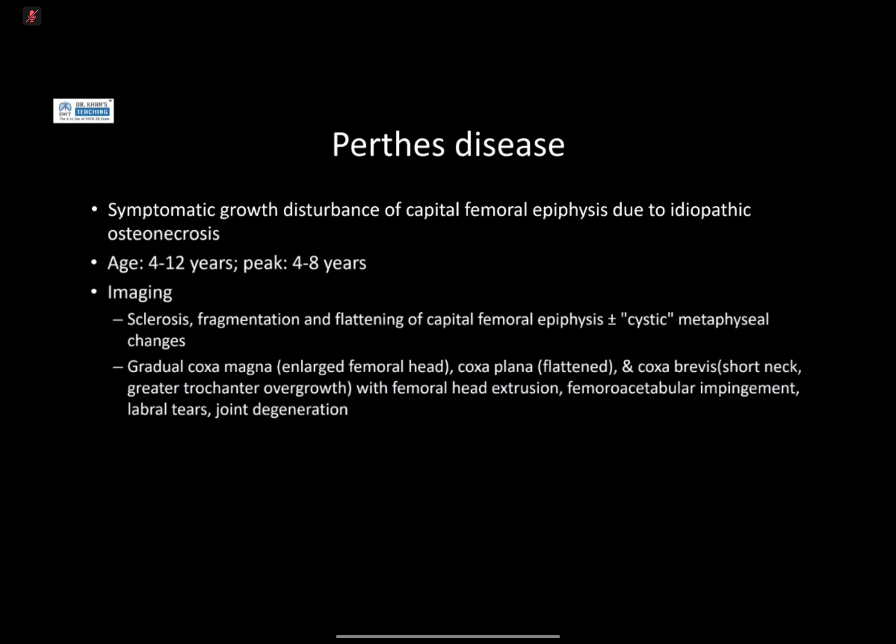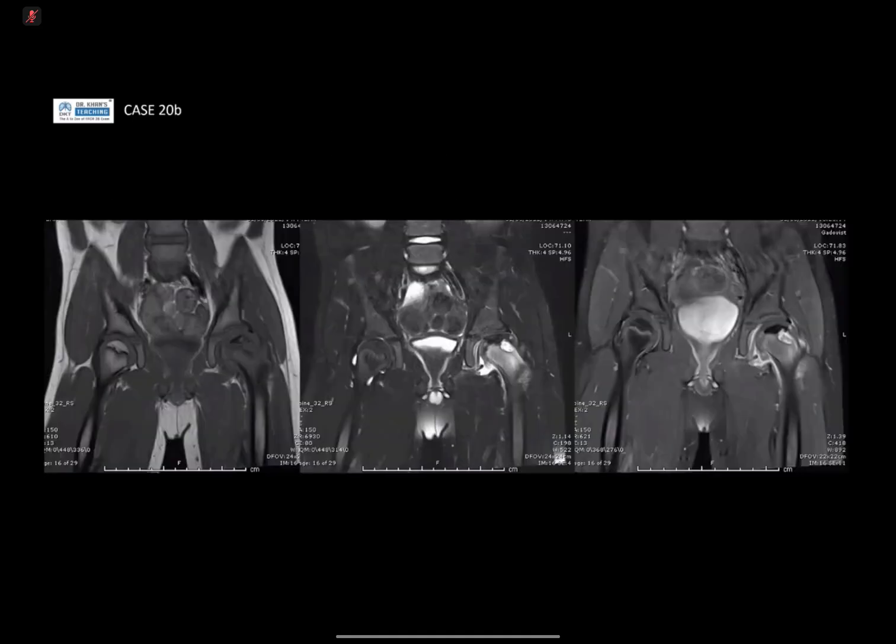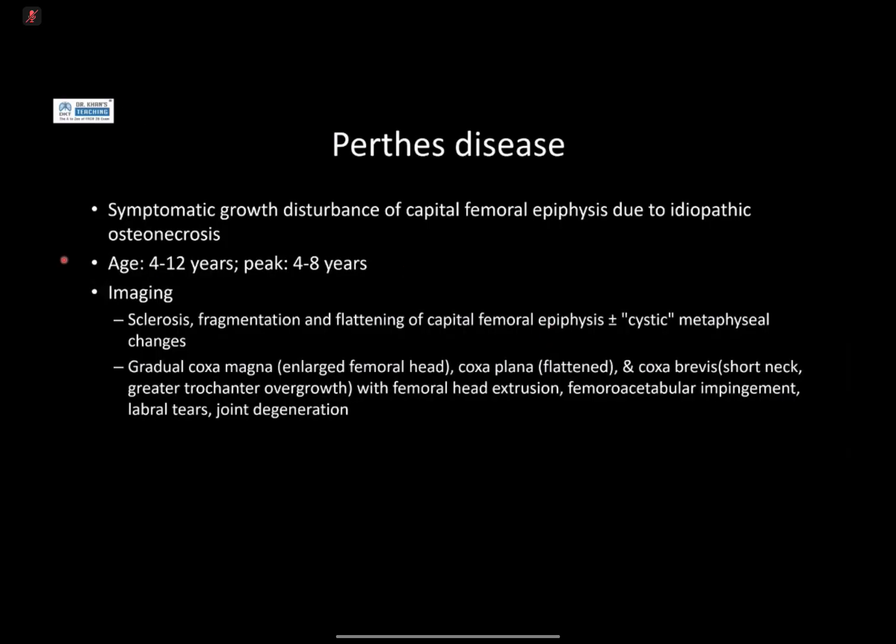Now, coming to the metaphysis, metaphyseal cysts. People don't really know what these are due to. There are some theories: because you've got growth plate disturbances from the femoral head necrosis, tongues of physeal cartilage have protruded into it, and because of the changes in blood supply, these are areas of unossified cartilage which have persisted, causing these cystic-like appearances.